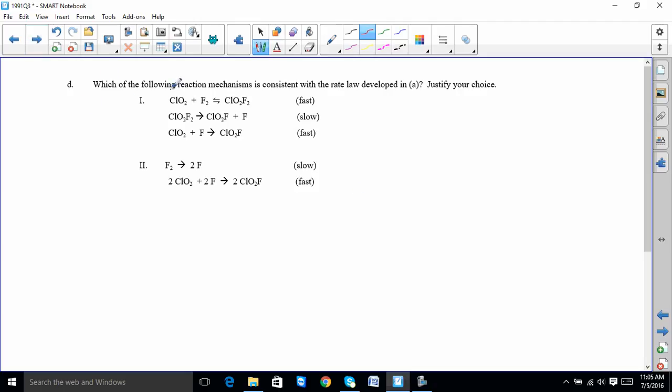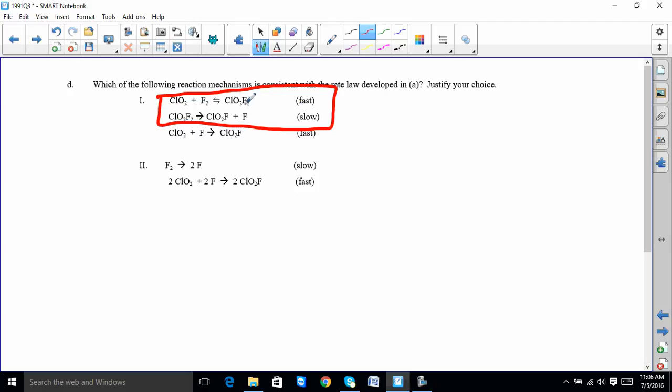This is my favorite one. Which of the following reaction mechanisms is consistent with the rate law developed in A? Justify your choice. Okay, so here's the first one. Let's look at the first one. Now remember, the rate law comes from the slow step. But if the slow step is not the first step, you have to back sub.